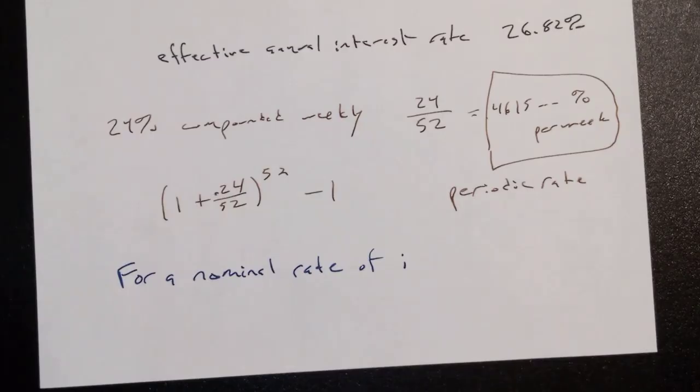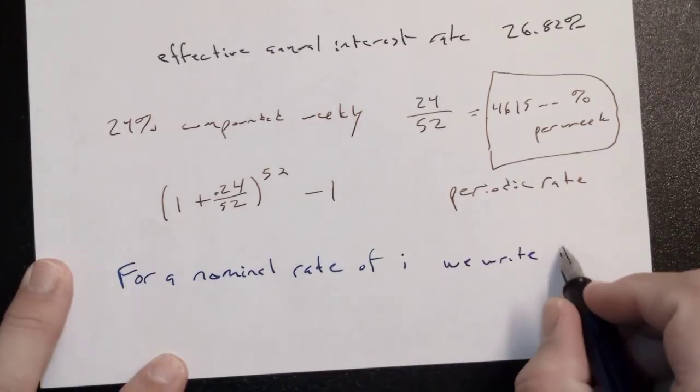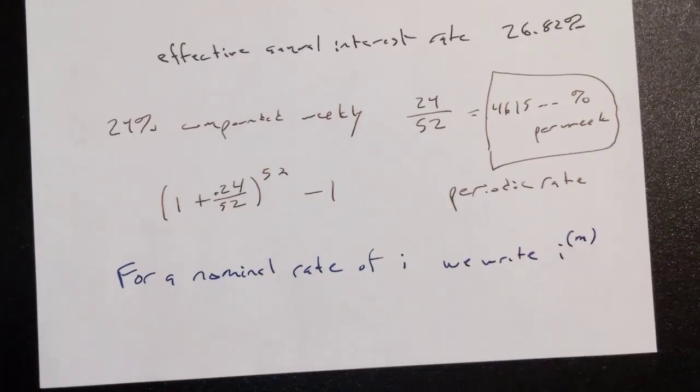If I have a nominal rate of I, whatever it is, then we will write I with a superscript M in parentheses. Those parentheses are important because this is not an exponent. This is just a notational quirk.